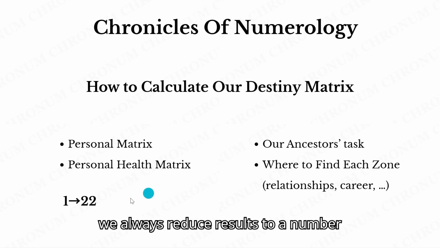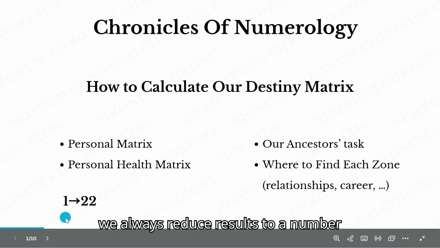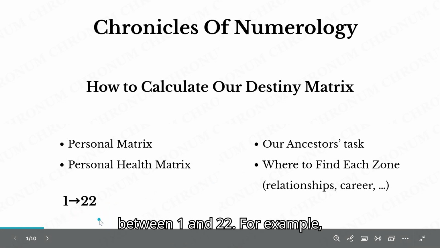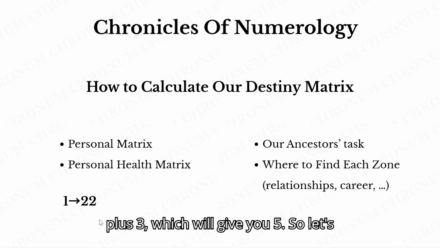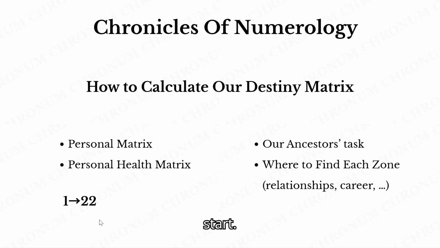Important rule: we always reduce results to a number between 1 and 22. For example, if you get 23, you add 2 plus 3, which will give you 5. So let's start.